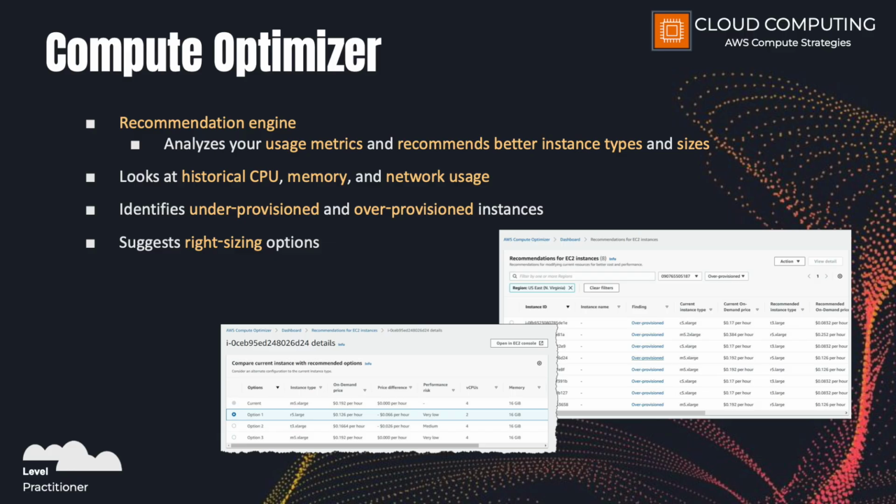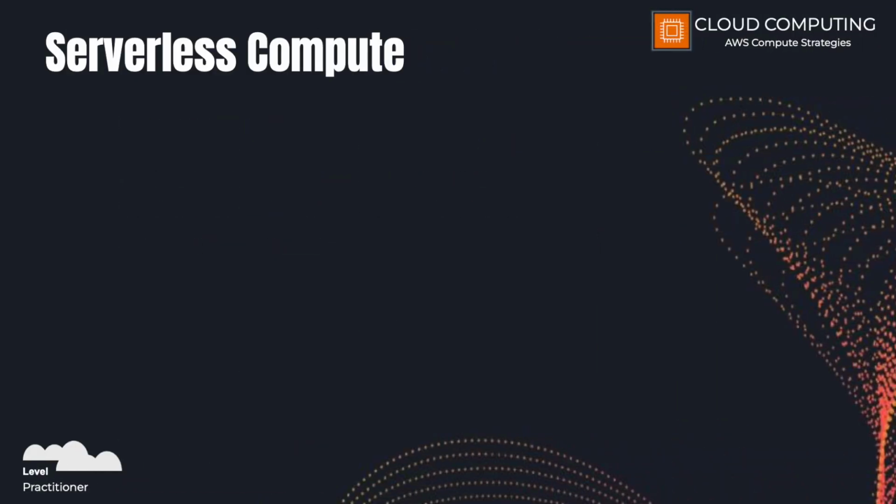So far, we focused on EC2 and how to make it cheaper and more efficient, but there are also other compute services that are pay per request by design. Let's look at AWS Lambda.